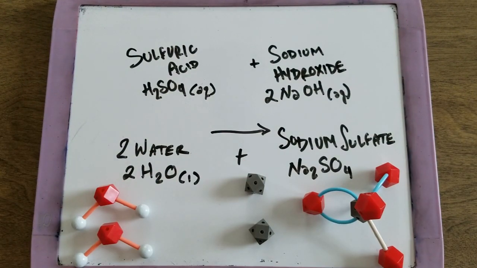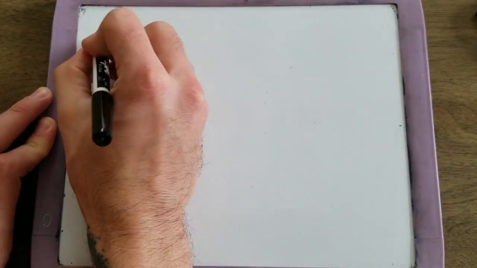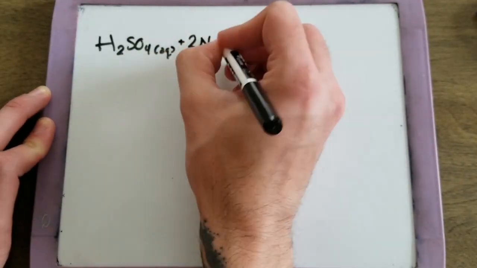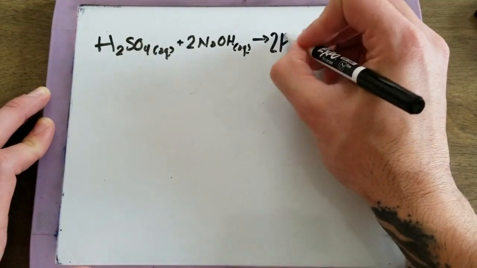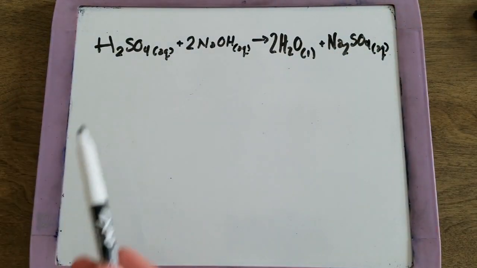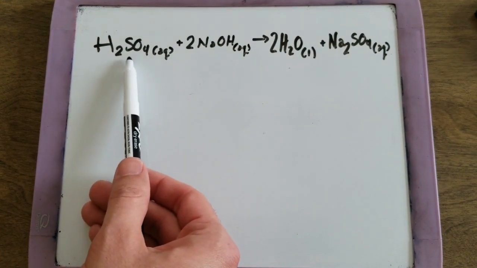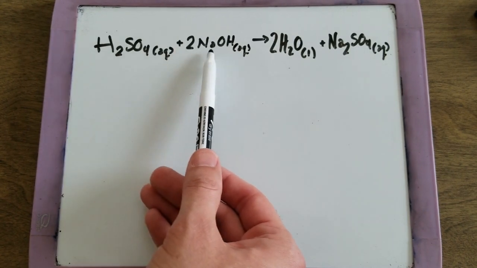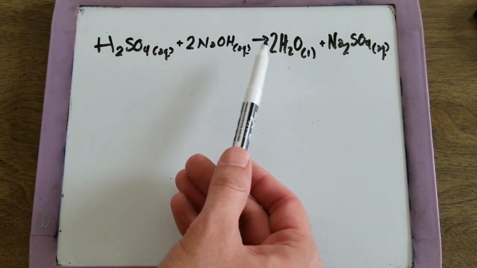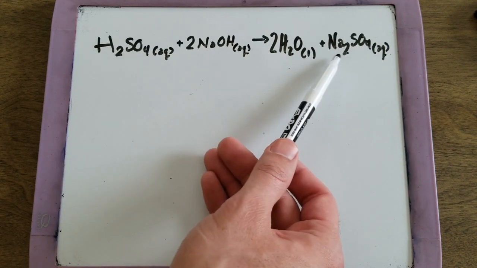To clean this up a little bit and put it on one line, this would read that 1 mole of sulfuric acid reacts with 2 moles of sodium hydroxide to produce 2 moles of water that are liquid and 1 mole of sodium sulfate.